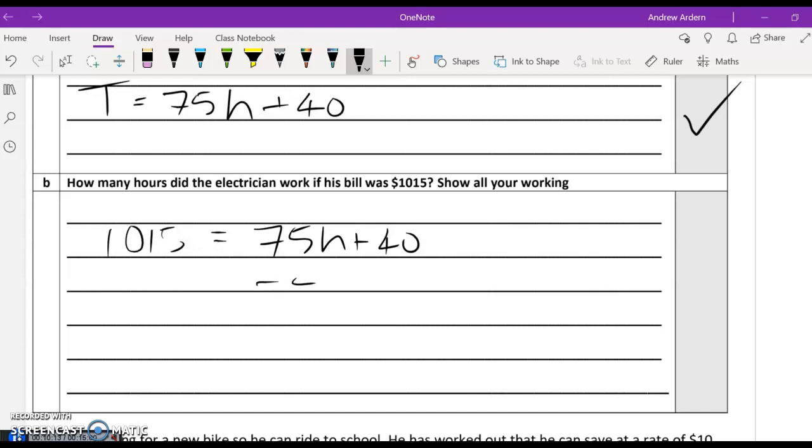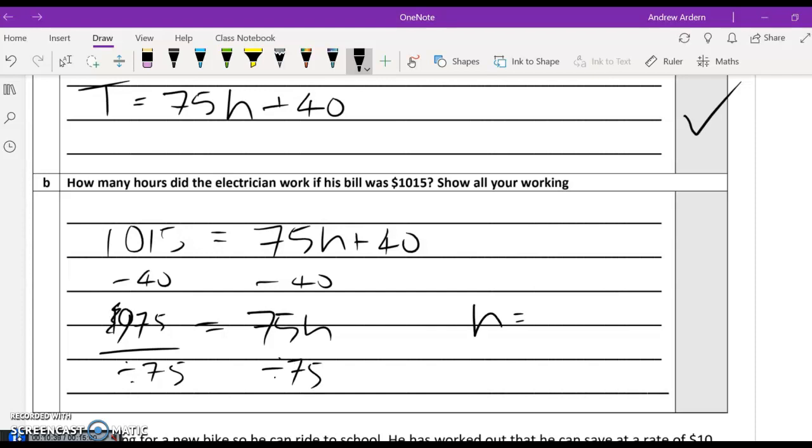So take away 40 from the left and 40 from the right. Sorry, 975 it should be. Must equal 75h. And if you do the division, you've got a calculator. Divide by 75. H equals 13 hours. 13 hours! That's probably more than a day.